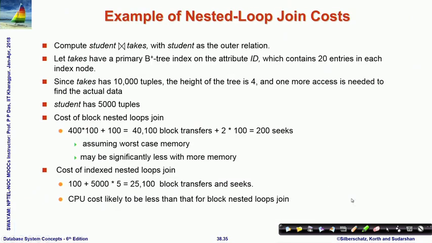So, here is an example with the same students and takes example. It shows that if you work out the cost of block nested loop join, you have 40,100 block transfers and 200 seeks, whereas if you do the indexed one, assuming that the smaller relation, the inner relation, has an index, then you have 25,000 block transfers and seeks. So, this will turn out to be a naturally more efficient way of implementing the join.